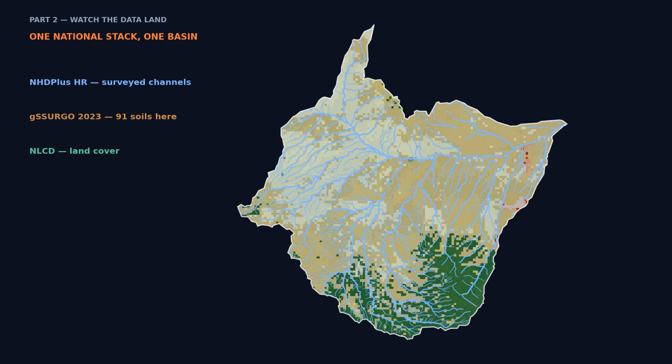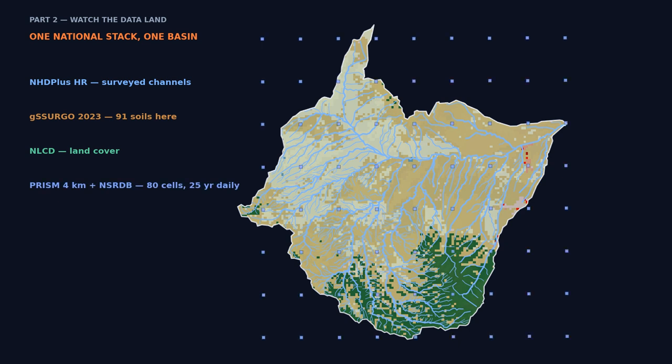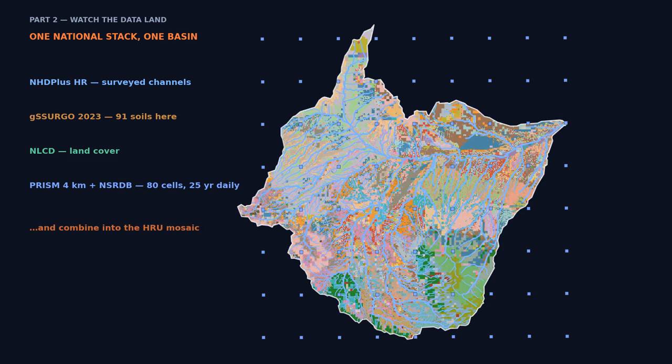Land cover comes from NLCD, and the climate arrives as a grid. 80 PRISM cells, each carrying 25 years of daily precipitation and temperature, with solar, humidity, and wind from the National Solar Radiation Database. Every model is built from these same sources, which is what makes one basin comparable to another.